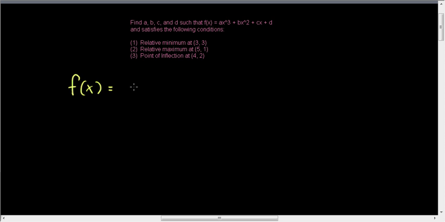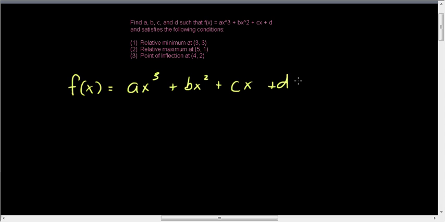Let f of x be ax cubed plus bx squared plus cx plus d, and make sure that it satisfies the following conditions. And we want to find our coefficients. So it has to have a relative minimum at 3, comma 3, a relative max at 5, comma 1, and a point of inflection at 4, comma 2.